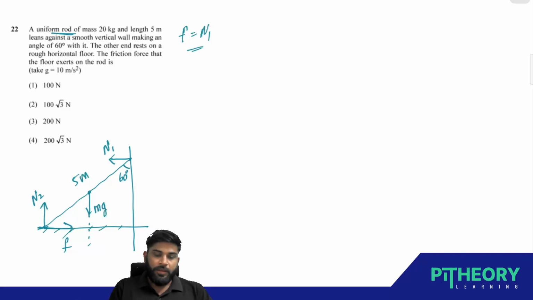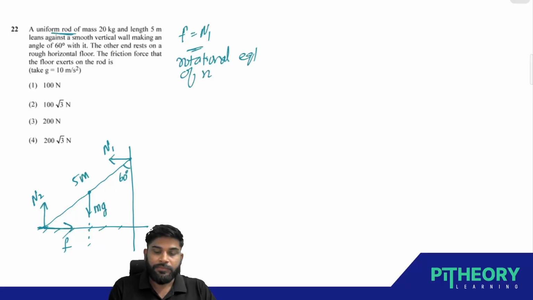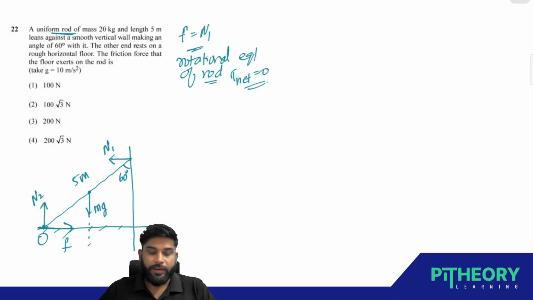Let's analyze this. What we are going to do is consider the rotational equilibrium of the rod. What do you mean by rotational equilibrium? Let's say the lowermost point is O. With respect to that point, since the rod is in equilibrium, we consider its rotational equilibrium. Rotational equilibrium means the net torque will be equal to zero, correct?